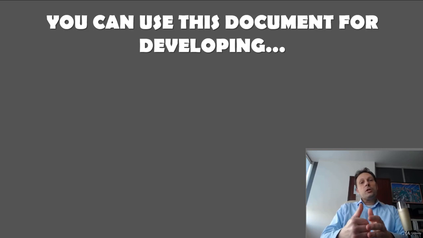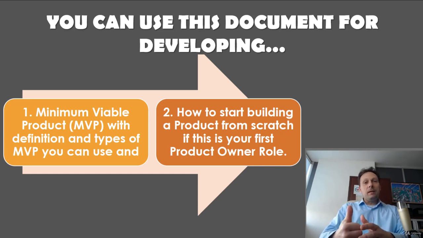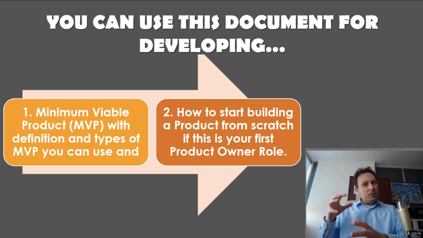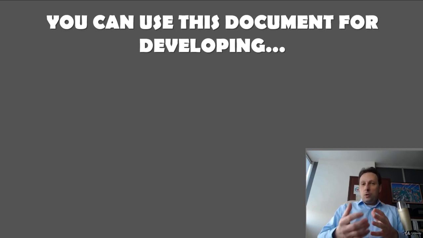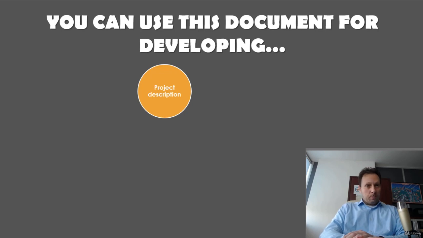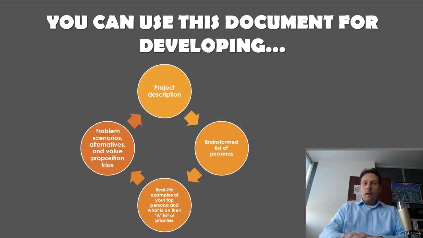Okay, welcome back. In the resource section, you will find two documents. Minimum Viable Products, or MVP, with definition and types of MVP you can use. And the second one is how to start building a product from scratch if this is your first product owner role. This document contains instructions and templates with examples for new product owners. You can use these documents for developing project description, brainstorming the list of personas, real-life examples of your top persona and what is on their A list, and problem scenarios, alternatives, and value proposition trios.